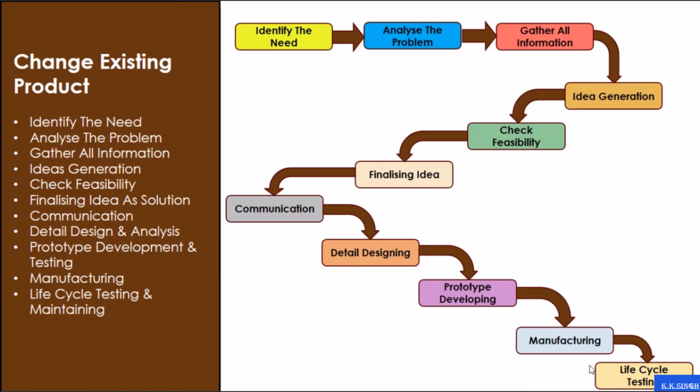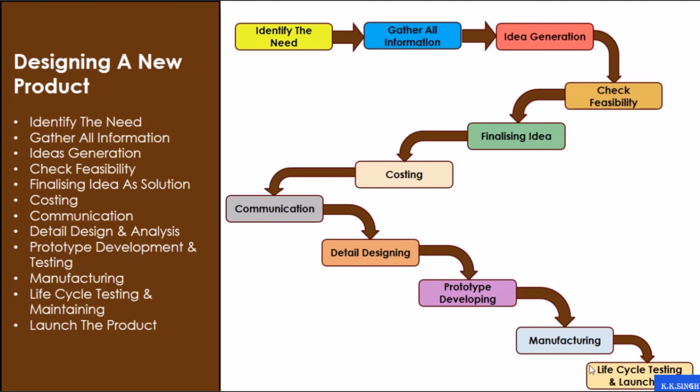Then we will discuss how we are going to solve this problem with the right ideas. Then we will finalize the ideas, then we communicate to others how we're going to act on this idea. Then we will design it in detail. If there is a need for a prototype we provide it. Otherwise we will go to the manufacturing process and then the life cycle testing. So this is changing an existing product.